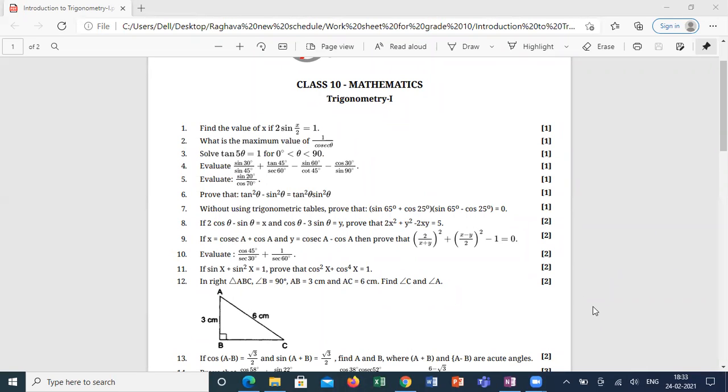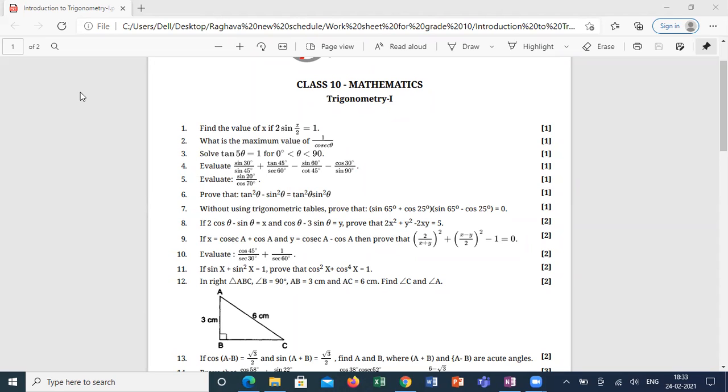X value 90. Ishan, yes. Is X value 90? No, wrong. X value is not 90. X value is 60 degrees. Okay, 60 degrees?